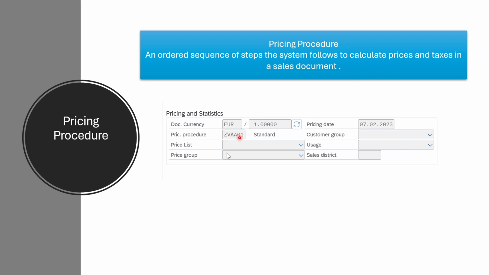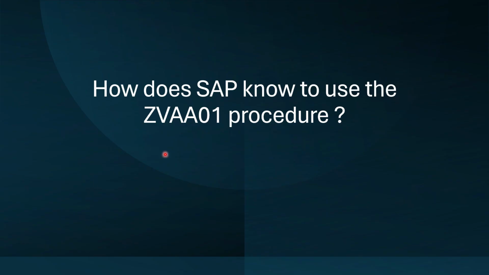Now we know that in our sales order we have pricing procedure ZVAA01. But now the question comes, how does SAP know that it has to use this pricing procedure only? Where does the magic happen in SAP, and how are all the settings done? We will see this as a next topic.